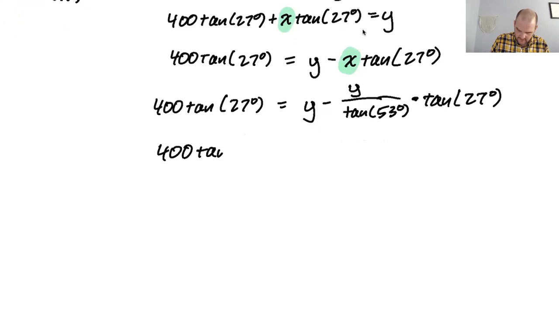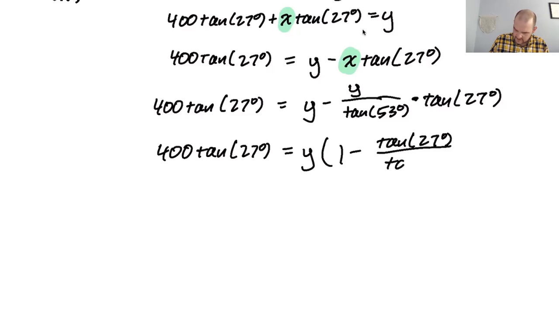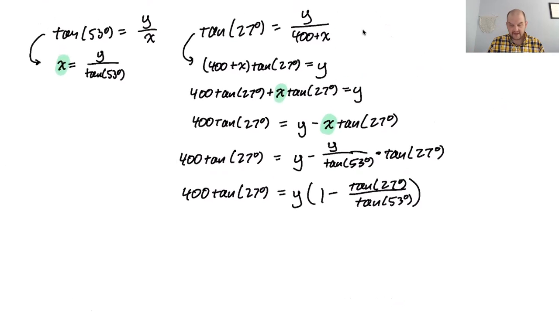So 400 tangent of 27 is equal, let's take the y out and then do 1 minus the tangent of 27 over the tangent of 53. What you would never want to do on this is grab a calculator at all, really. You would just want to keep using the tangent of 27, 400 times the tangent of 27, tangent of 27 divided by the tangent of 53. Life is just easier when you use these exact values. As soon as you grab a calculator, you're getting approximations, and it just gets worse, basically.